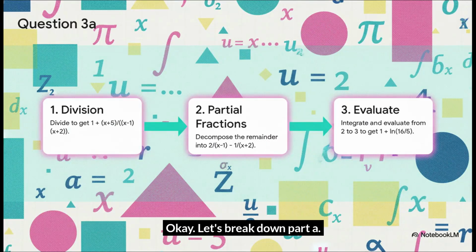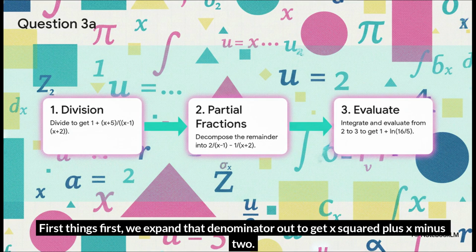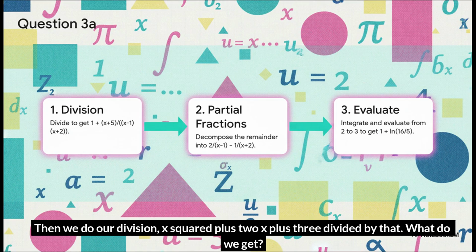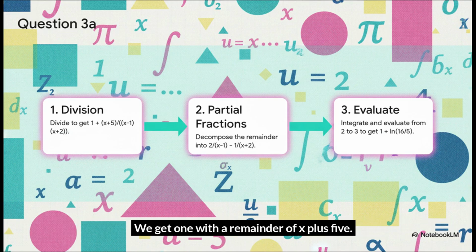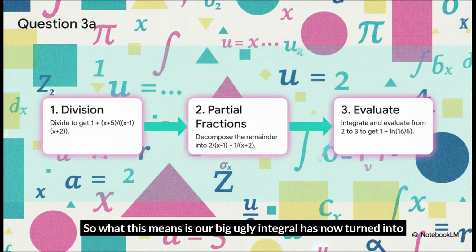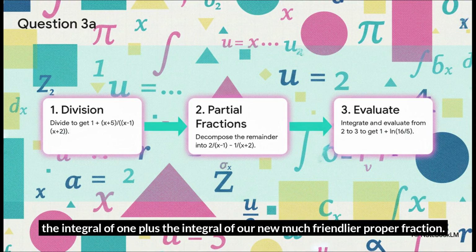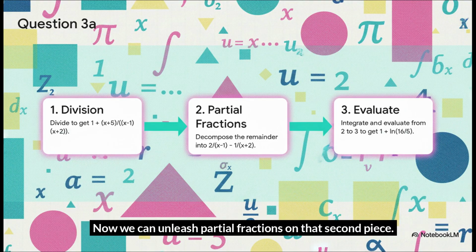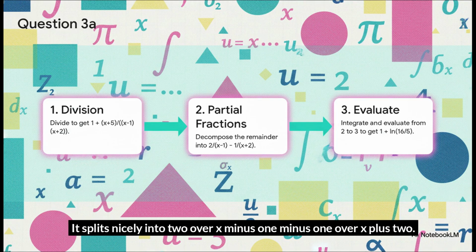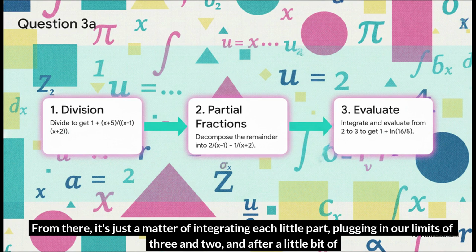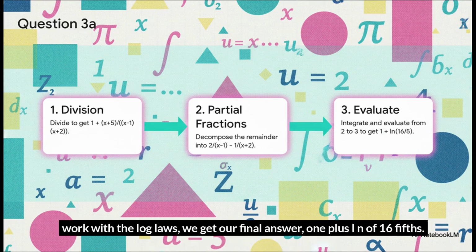Okay, let's break down part A. First things first, we expand that denominator out to get x squared plus x minus 2. Then we do our division, x squared plus 2x plus 3 divided by that. What do we get? We get 1 with a remainder of x plus 5. So what this means is our big, ugly integral has now turned into the integral of 1 plus the integral of our new, much friendlier, proper fraction. Now we can unleash partial fractions on that second piece. It splits nicely into 2 over x minus 1 minus 1 over x plus 2. From there, it's just a matter of integrating each little part, plugging in our limits of 3 and 2, and after a little bit of work with the log laws, we get our final answer, 1 plus ln of 16/5.